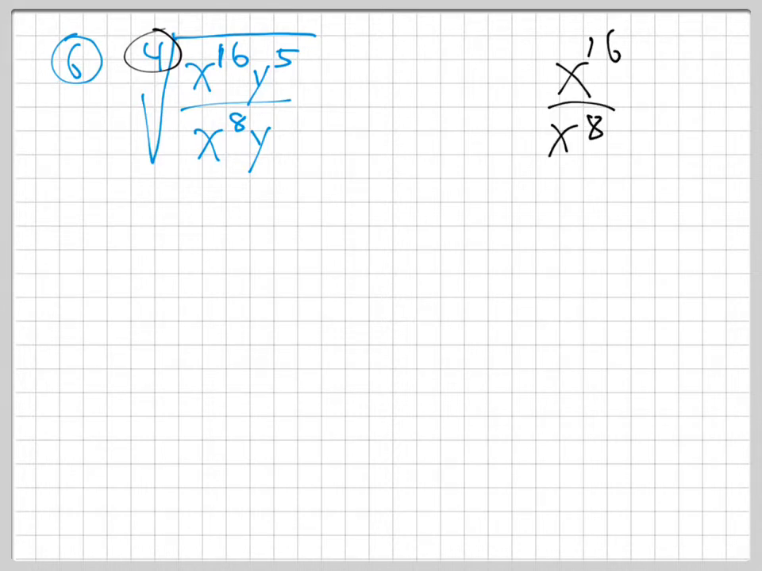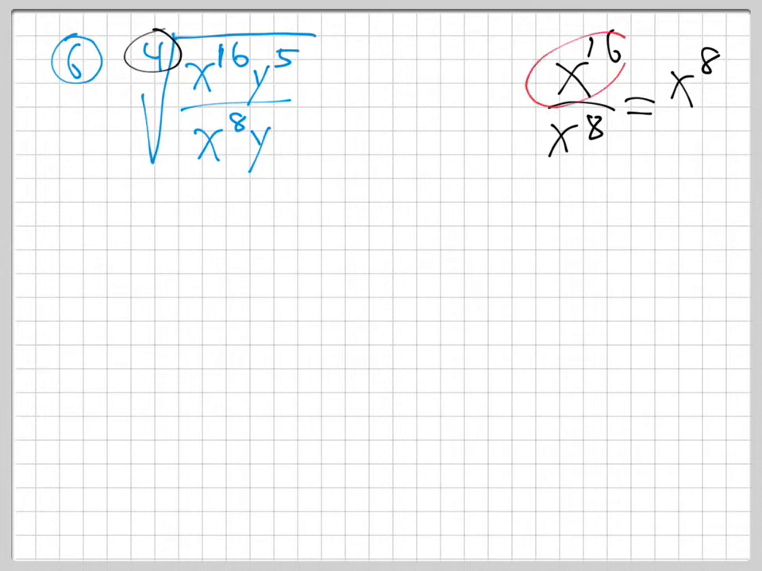Just forget about the root for a minute. Let's just think about that x to the 16th over x to the 8th. What's up with that? What does that do? Yeah, you're going to reduce it, huh? What do we do with the powers? So the powers will subtract, right? So it's going to actually be x to the 8th. Are you aware of that?